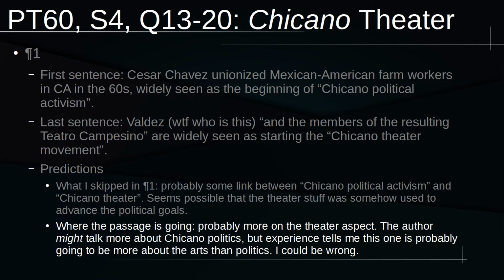to reading comp. So in terms of predicting where the rest of the passage is going, I'm going to guess that it's probably going to give us more on the theater aspect of this relationship. So again, paragraph 1, we start off by hearing about Chavez starting the political activist movement, and then Valdez, by the last sentence, kind of basically creating Teatro Campesino and starting the Chicano theater movement.